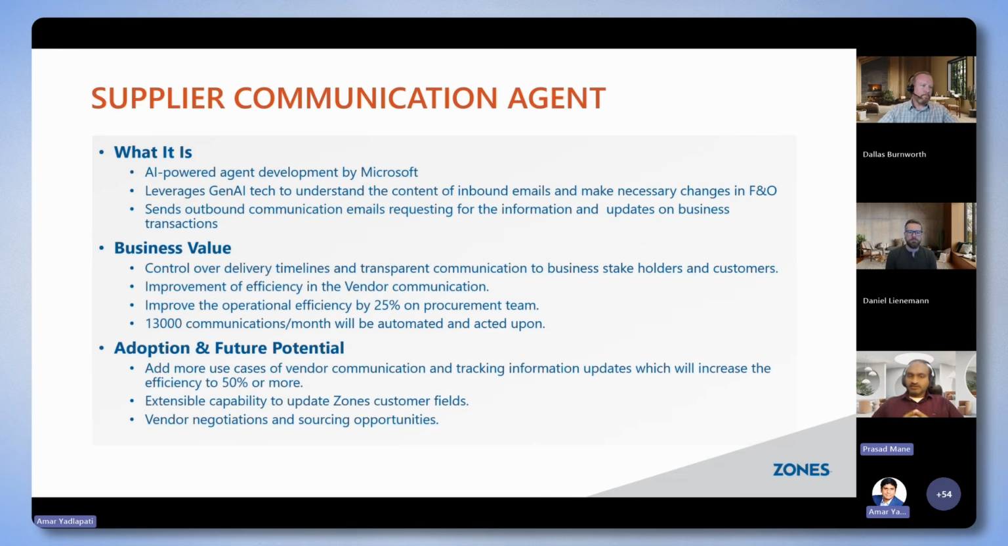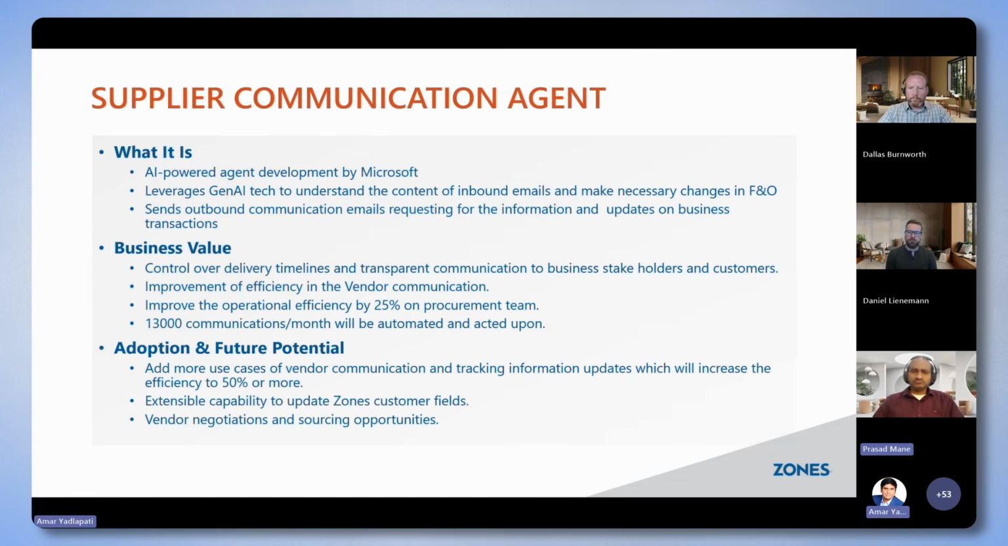So Zones operates globally in multiple geographical regions, and our supply chain team sends close to 13,000 emails asking for information based on the missing data in our transactions, or asking for tracking information, tracking URLs, and all that kind of stuff. So we spend a lot of time communicating with the vendors through the email channel, especially.